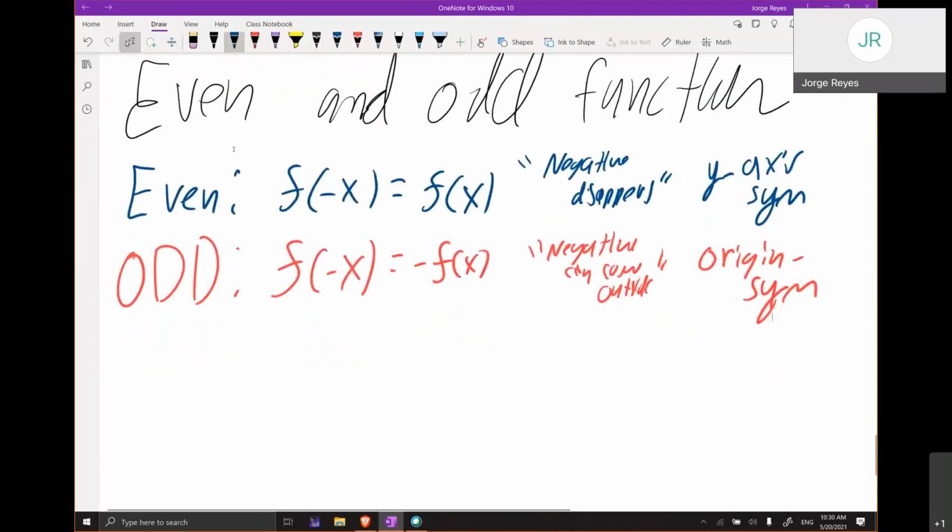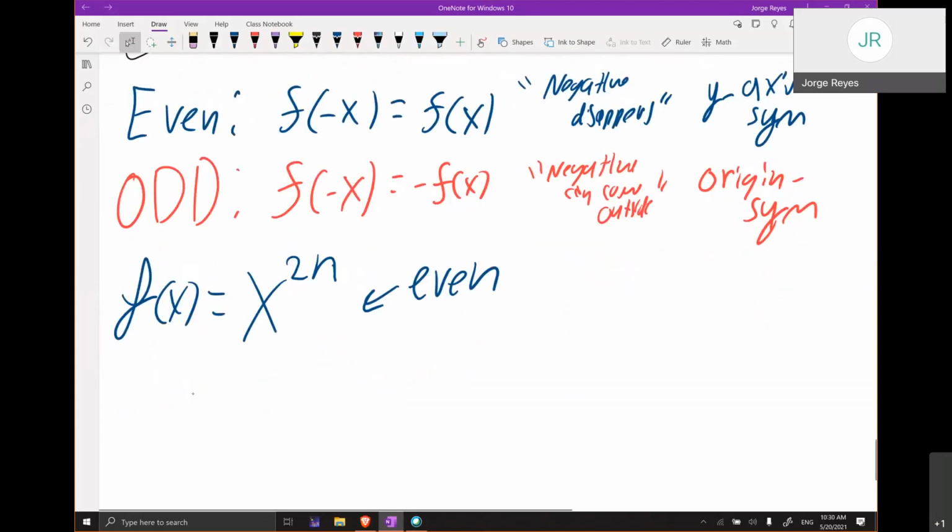We can look at this though. Just remember, I told you that all of these will have the same shape: x to the squared, x to the power 4, 6, 8. And that's true because they're all even. Same thing with odd.